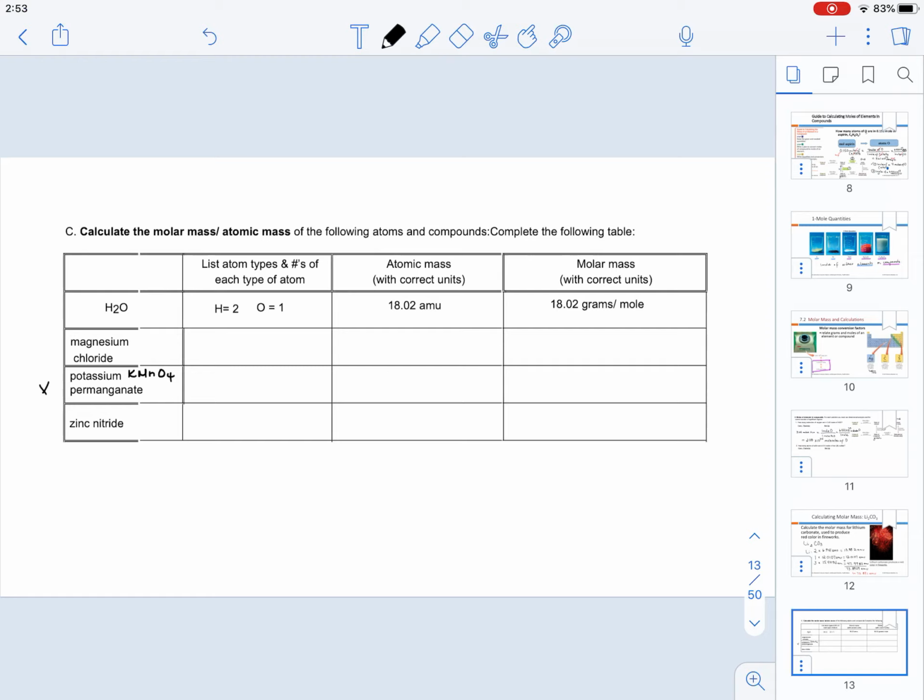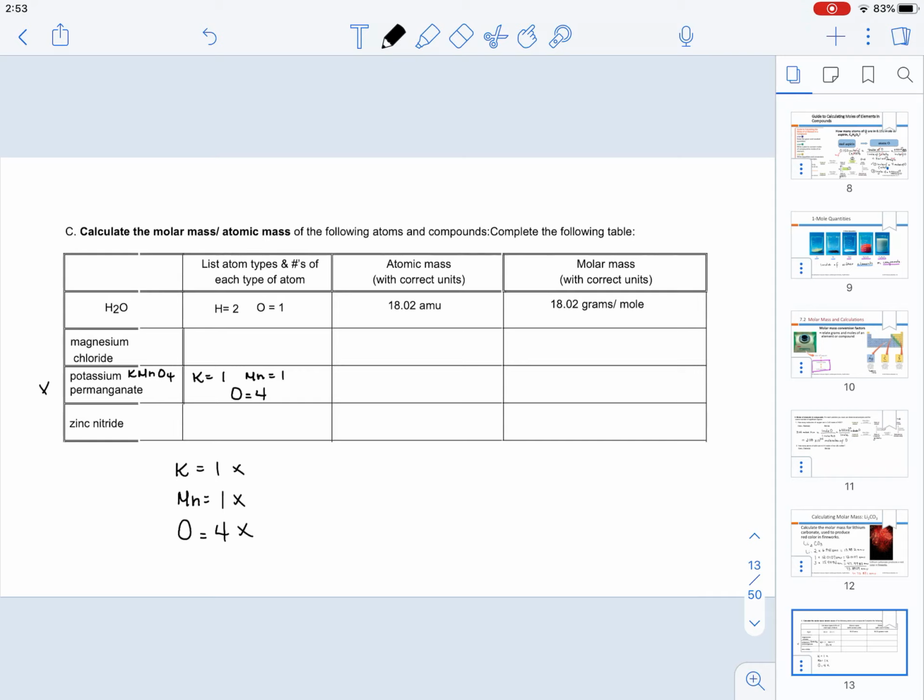So potassium permanganate has the chemical formula of KMnO4. So what this means is that we have 3 different elements in this compound. We have potassium, we have 1 of them. We have manganese, we have 1 of them. And when it comes to oxygen, we have 4 of them. So taking that into consideration, you will use potassium, manganese, and oxygen, and we're going to multiply that value times the atomic mass for each.